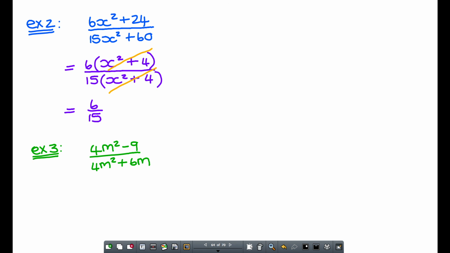Example 3. Close the bottom part. We have got 4m to the power of 2 minus 9. How many terms at the top? 2. And what do you see between those two terms? A minus. Does that ring some bell? What are we going to do?